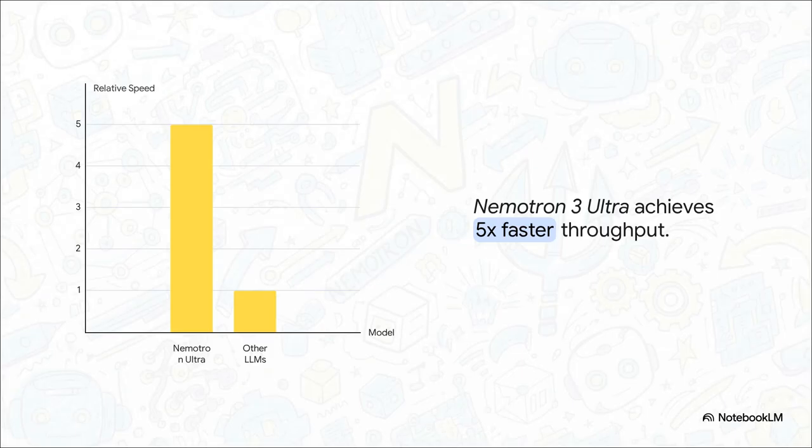Because of that 10% sparsity and the hybrid engine we just talked about, Nemotron 3 Ultra hits up to 5 times faster inference throughput compared to similar open models in its class. If you're running high-volume agents, that speed isn't just a luxury. It's literally the difference between a workflow that works and a total bottleneck.